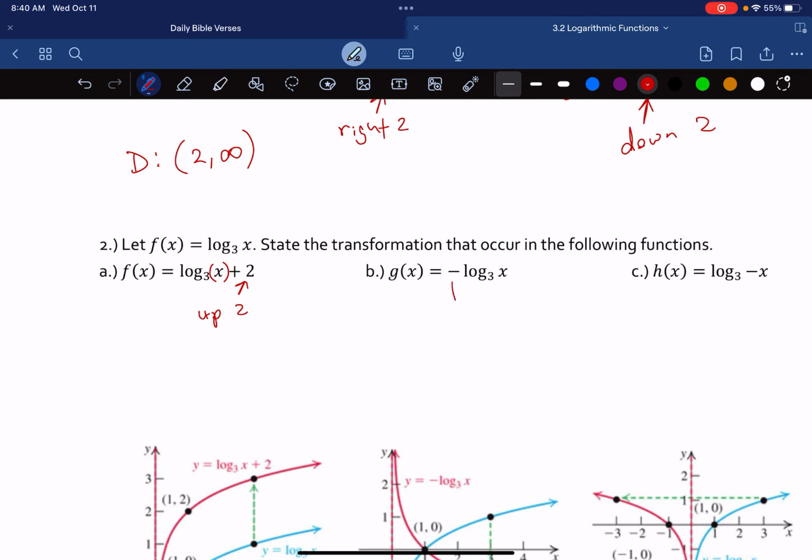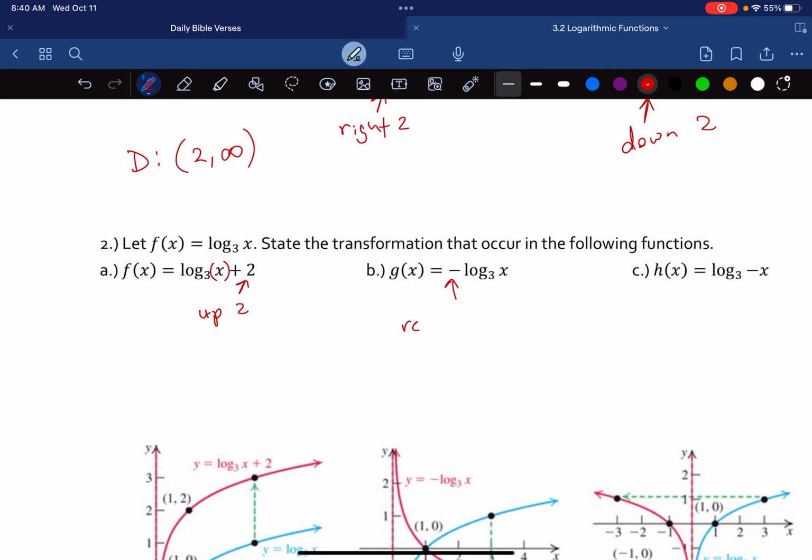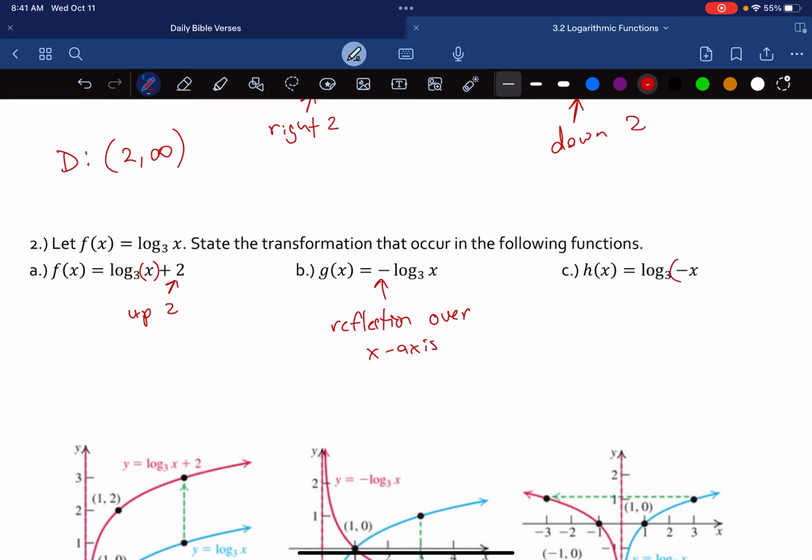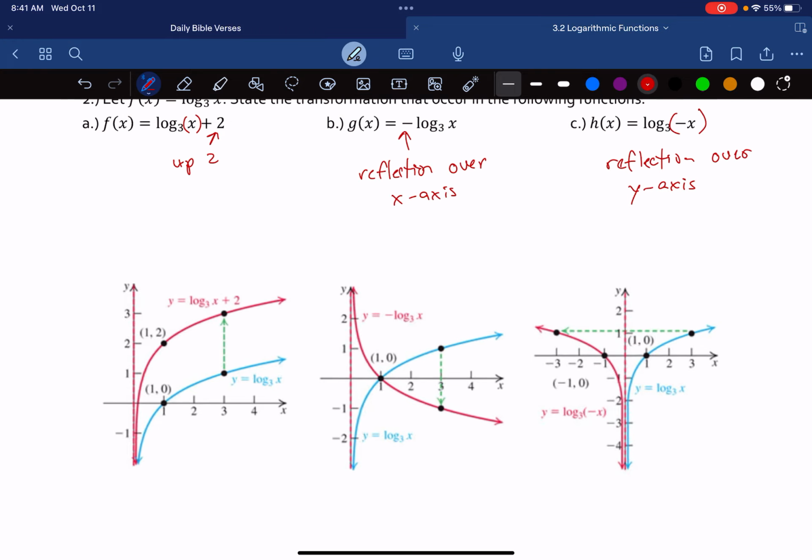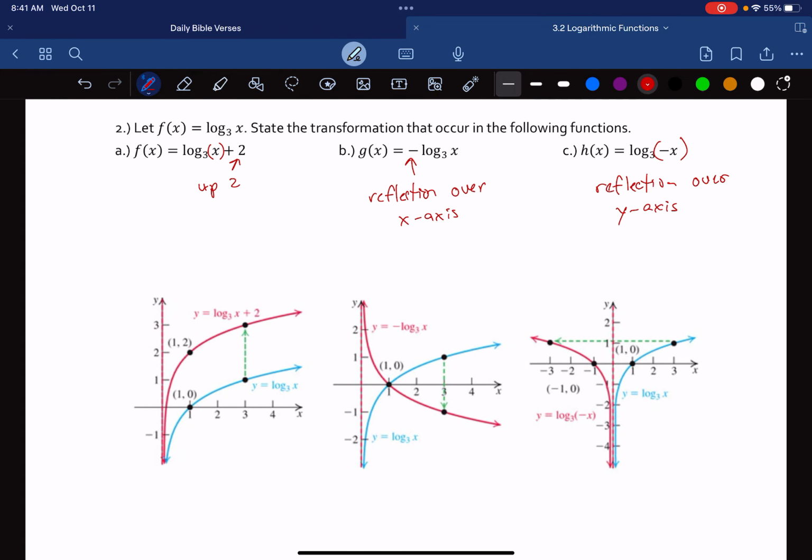For b, we have this negative out in front of it, so that means this is a vertical flip or a reflection over the x-axis. So all our old transformation rules still work here. And now this one, the negative is inside the function, and so that means it's a horizontal flip, which is a reflection over the y-axis. Okay? And you don't have to worry about the base 3s. That's not going to do anything for transformations. And so here you can see right there the transformations are occurring, shown in the pictures.